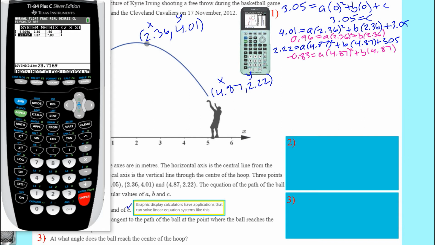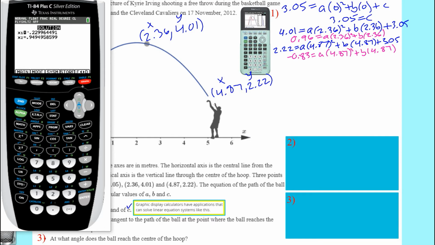Going through the motions. Okay, then we do it again. So here we've got 4.87 squared for the A here. Then 4.87 for the B. And then negative 0.83. Okay, so then you're going to hit solve, which is the graph button.